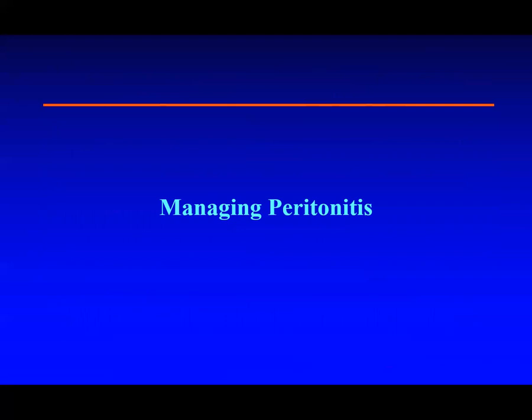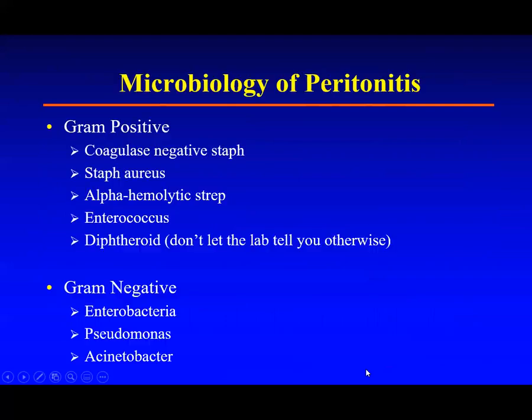Despite our best efforts, patients will develop peritonitis. So how do we manage that? It's important to know the microbiology of peritonitis. It is approximately 60% gram-positive organisms, maybe 25 to 30% gram-negative organisms, and then there are always those that are going to be culture negative that we'll talk about.